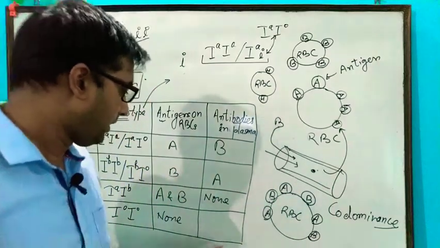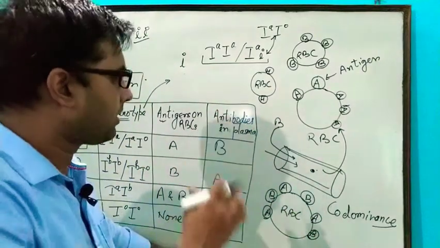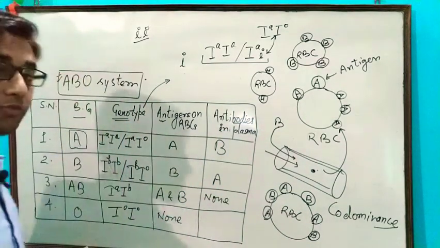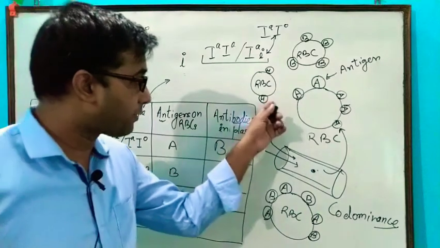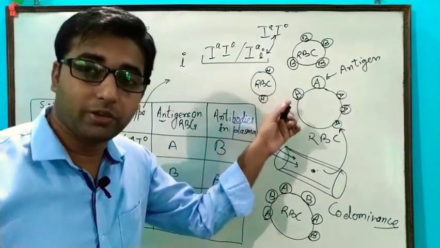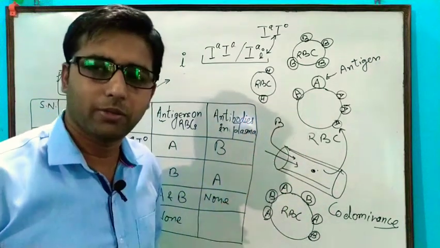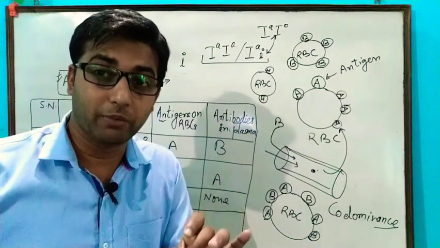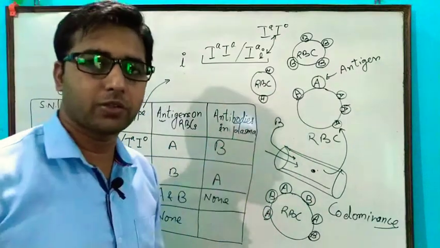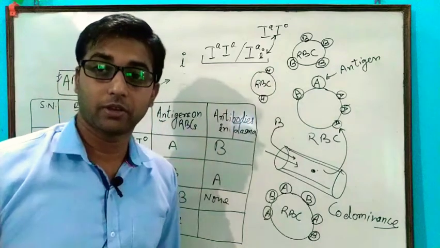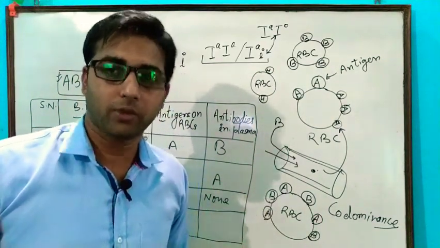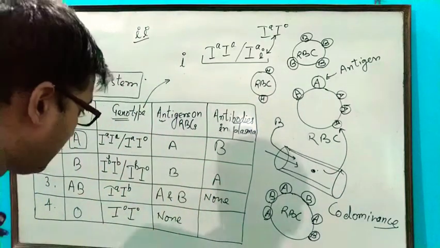Some other antigens are also there, but we are just talking about the ABO system, and that's why for our consideration, if neither A nor B is present, it simply means no antigen will be there. But in actual there are some antigens which are present on the surface. The RBC surface cannot be without antigen. Must be clear with this.